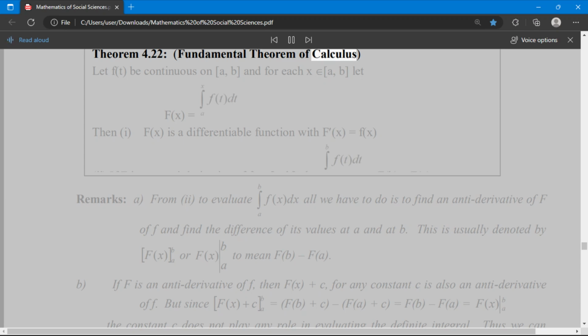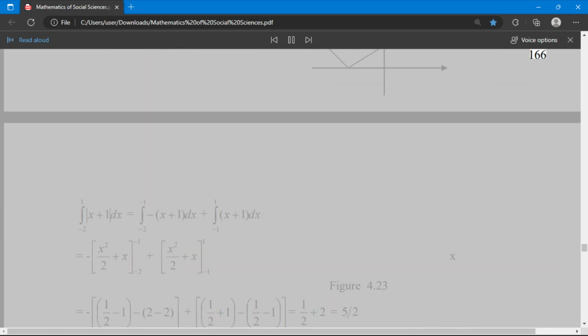Theorem 4.22. Fundamental theorem of calculus. Let f(t) be continuous on [a, b], and for each x in [a, b] let F(x) equal ∫ₐˣ f(t) dt. Then 1. F(x) is a differentiable function with F′(x) equals f(x). 2. If F is any antiderivative of f on [a, b], then ∫ₐᵇ f(x) dx equals F(b) − F(a).